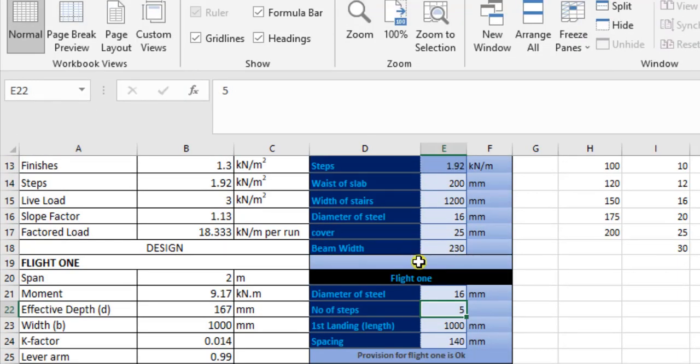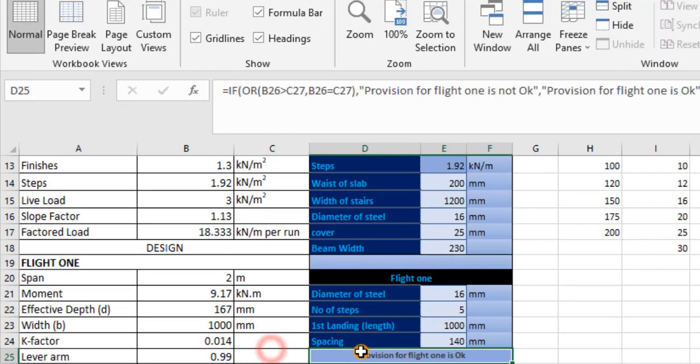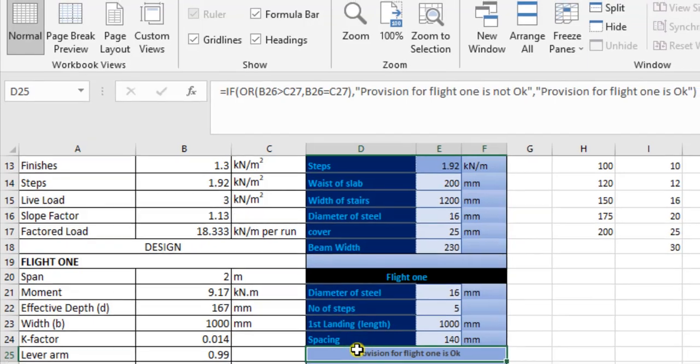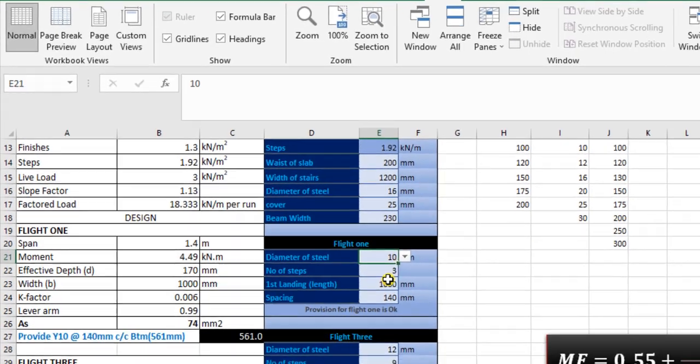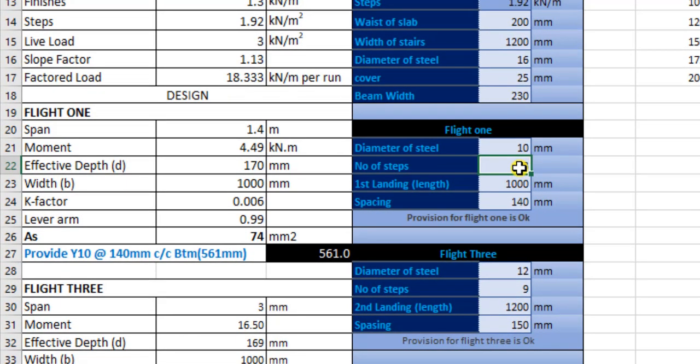I'm going to show us in span 1. Span 1 is this. If I change this to 10 and increase this to, let's say, 15 steps, I'm going to say provision is not okay. So how do we put that so that it will tell us, look at it, the provision is not okay? You can detect it here without having to go through these things to check whether it's okay. So that is what we are going to do now.